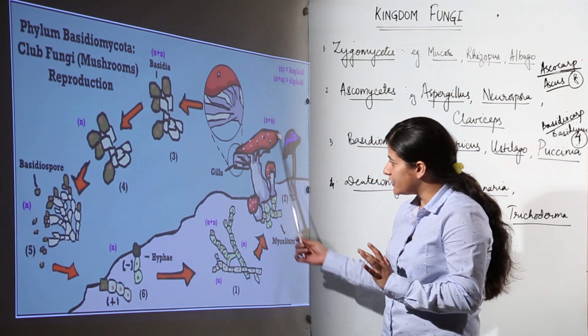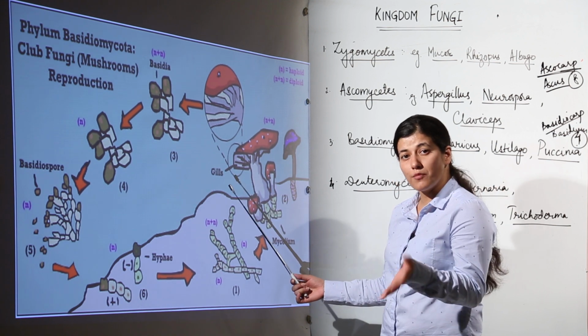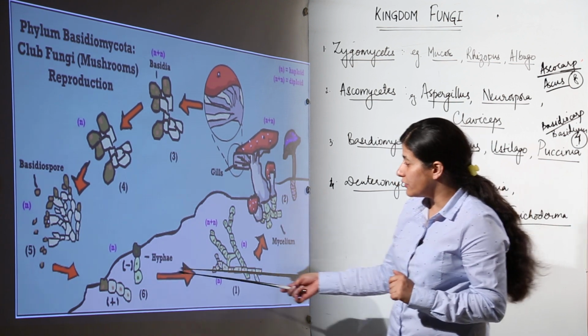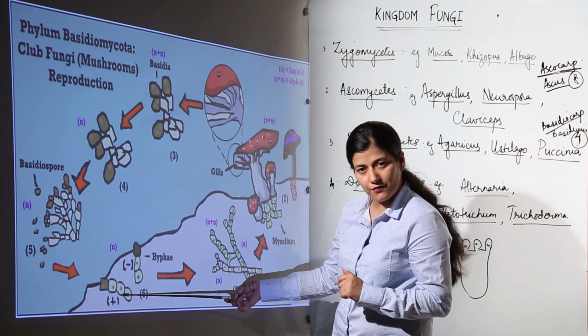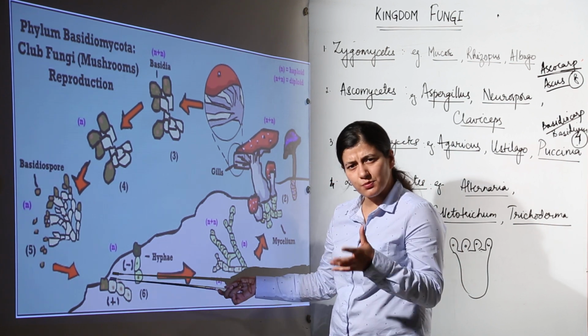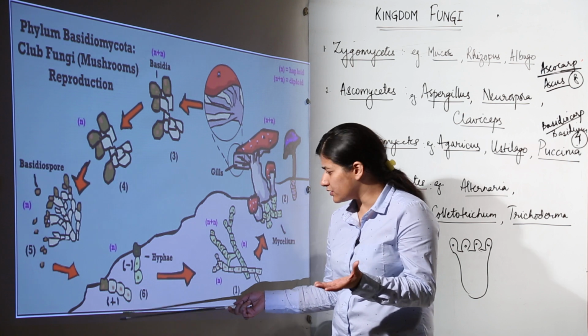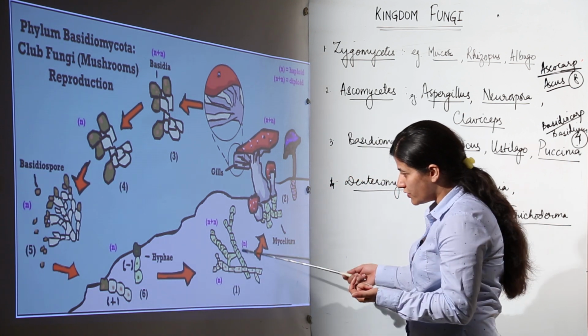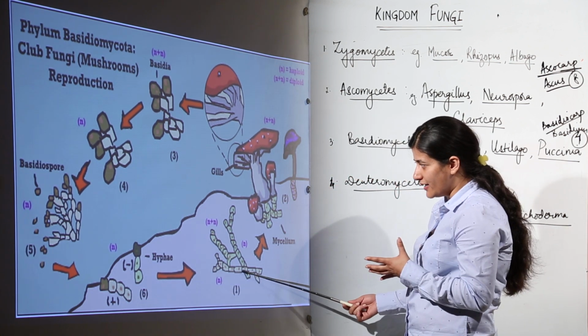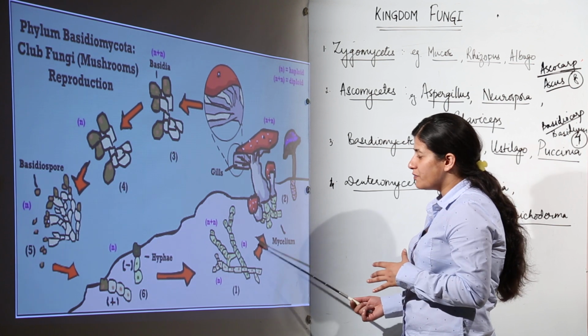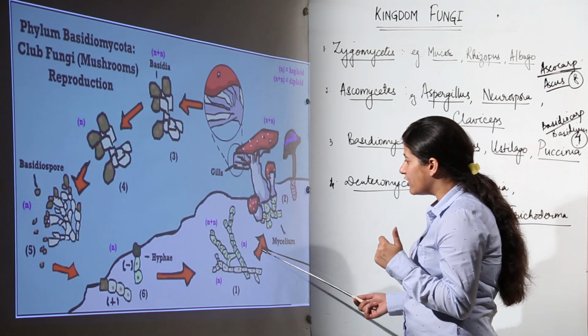This is basically a unit which is formed after sexual reproduction. Now this is positive, this is negative fungal hyphae. One would act as male and one would act as female, to put it in simple terms. They are going to get close, then plasmogamy takes place. After that there would be the dikaryon condition.